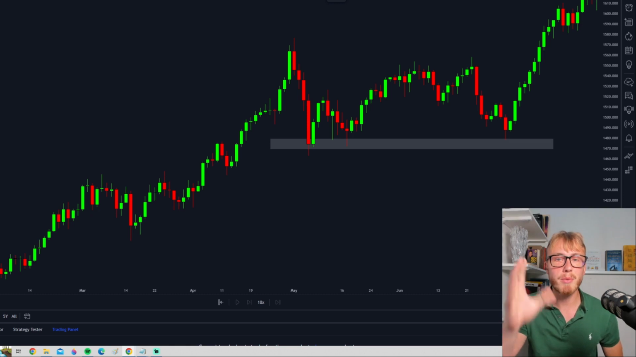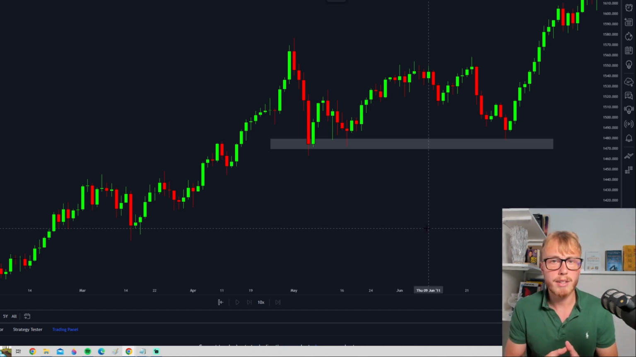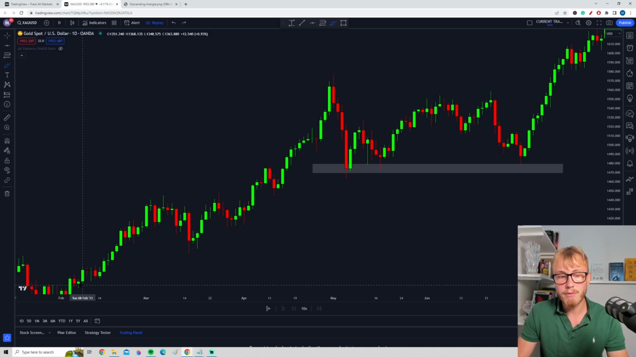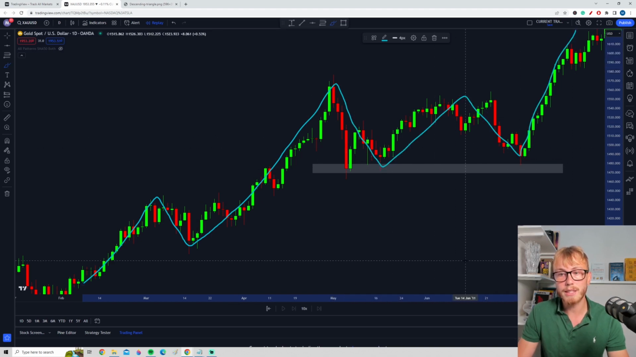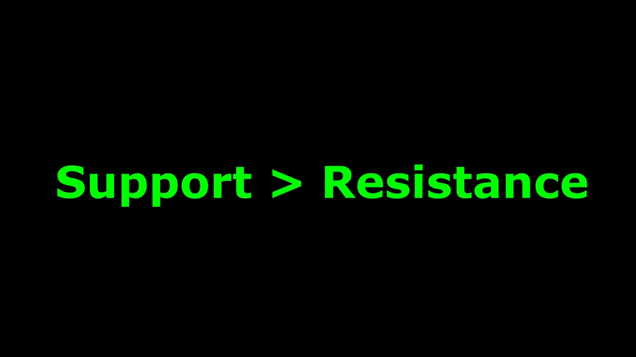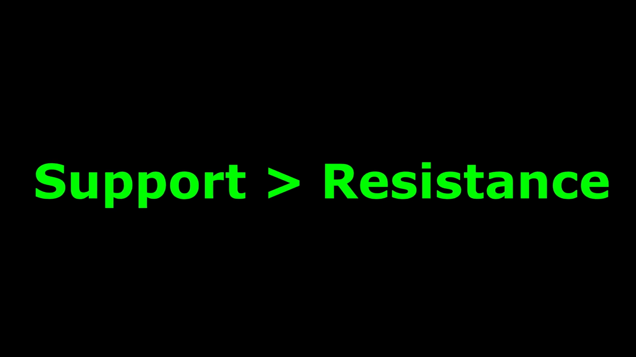The next concept I want to talk about is a game changer, and that is that support and resistance are not created equal. And you may wonder, what do I mean by this? Well, when we have an uptrend like we have right here, you can see we have one swing, a pullback, a swing to a higher level, another pullback, and eventually another swing to a higher level. When we have an uptrend like this, then support is stronger than resistance.